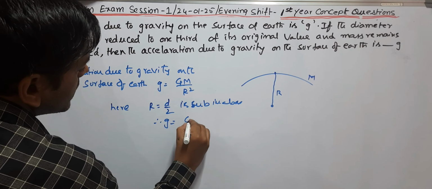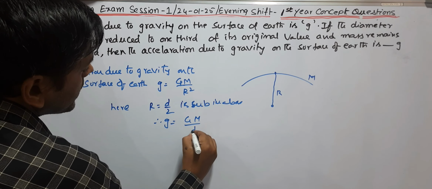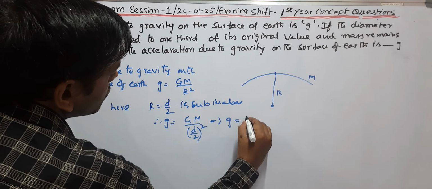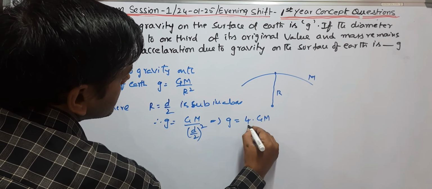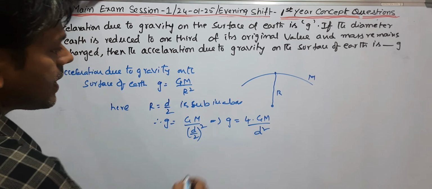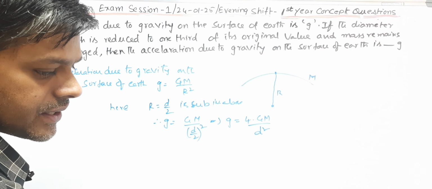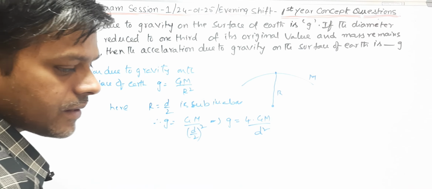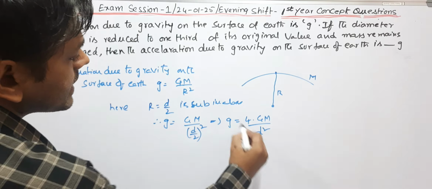Therefore g is equal to GM by (d by 2) whole square, that implies g is equal to 4 GM by d square. This is the acceleration due to gravity equation in terms of mass and density.